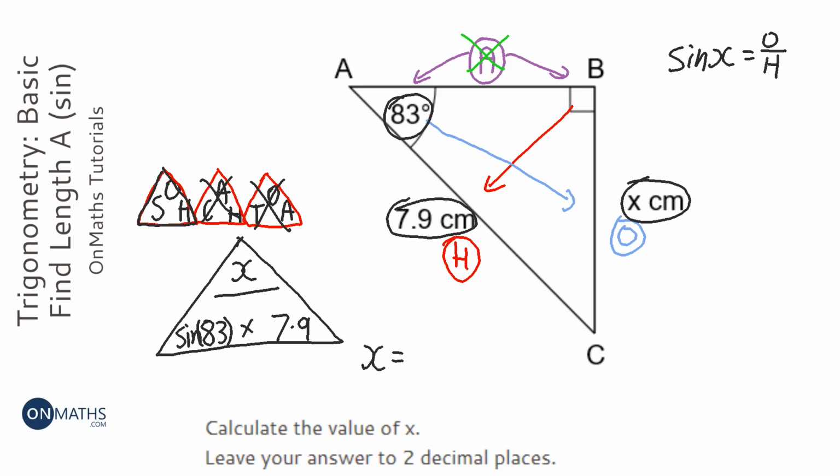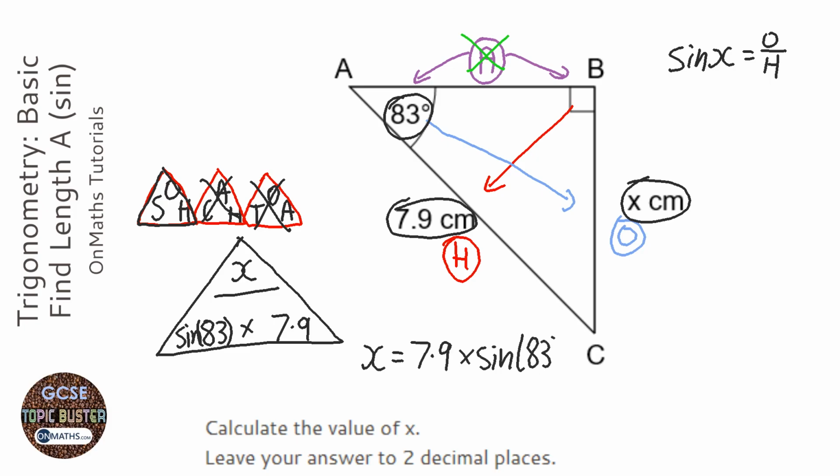Now a little bit of advice, always try and put the number first and then times by sine 83, and the reason being is some students forget that the calculator opens that bracket and they end up doing sine bracket 83 times 7.9 close bracket, which you won't get the right answer.